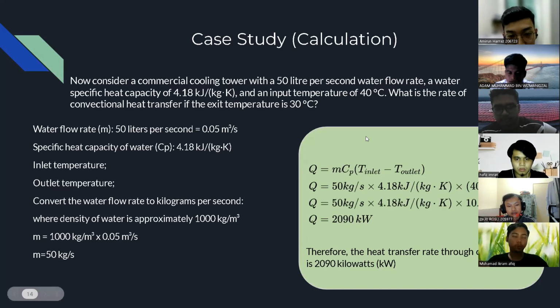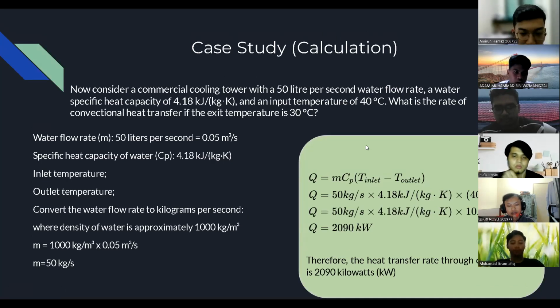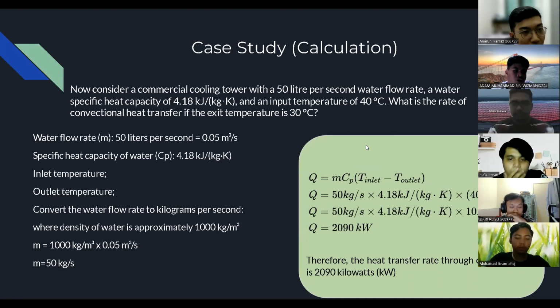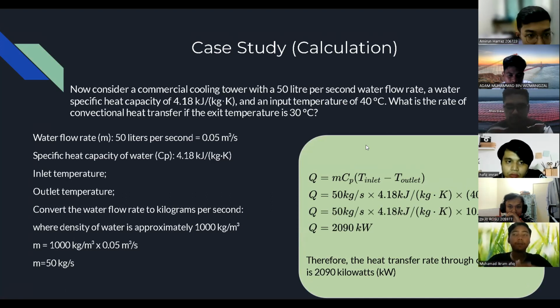Okay, so for the case study of cooling tower, some example is like in the slide, which is now consider a commercial cooling tower with a 50 liter per second water flow rate, a water specific heat capacity of 4.18 kJ/kg·K, and then the inlet temperature of 40 degree. And the question is, what is the rate of convective heat transfer if the outlet temperature is 30 degree?